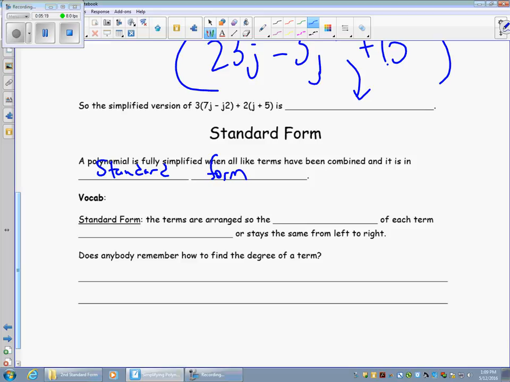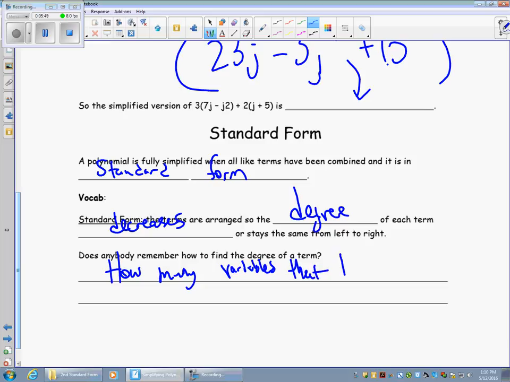So the definition of standard form. The terms are arranged so the degree, that's what we talked about yesterday, how many variables are in each term, of each term decreases or stays the same from left to right. Does anyone remember how to find the degree of a term? I basically just said it a couple seconds ago. It's how many variables that term has. All right, so let's do a couple examples like that on the next page.